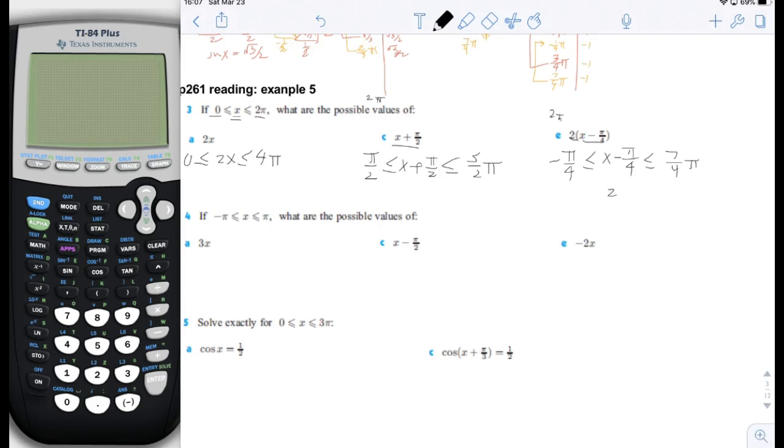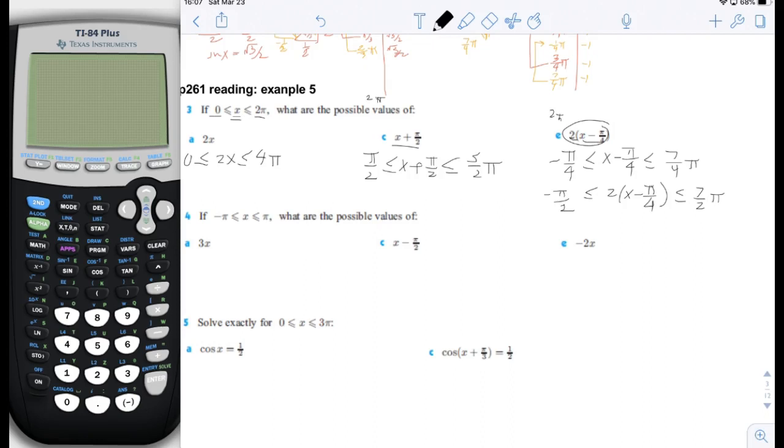Okay, and then we multiply each one of these elements by 2. So when we multiply the middle element by 2, we end up with the same thing as what's written here. And then the left and the right limits become negative 2/4 pi, which is the same thing as negative pi over 2. And the right limit, 7/4 pi, becomes 14/4 pi, or we could also say 7/2 pi.